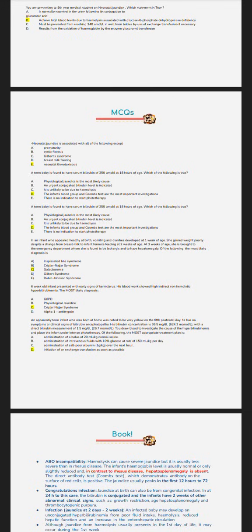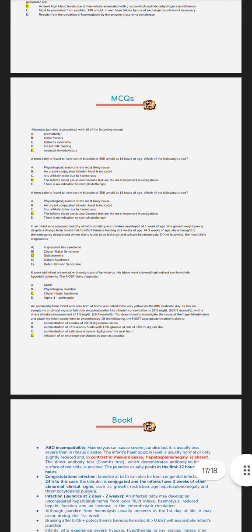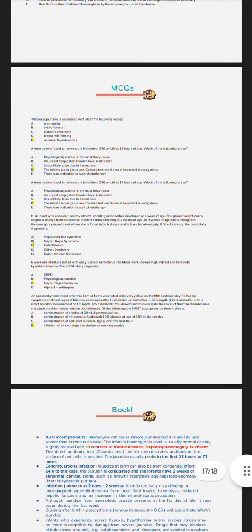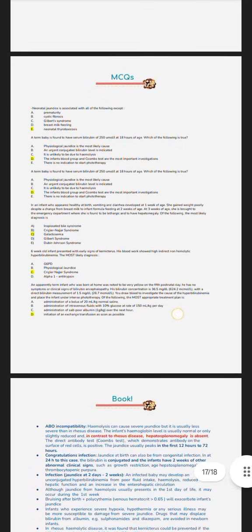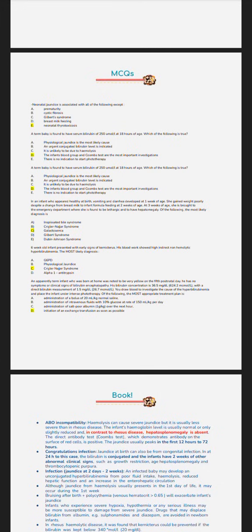An urgent conjugated bilirubin level is indicated. It is unlikely to be due to hemolysis. The infant's blood group and Coombs tests are the most important investigations. There is no indication to start phototherapy. A term baby is found to have a serum bilirubin of 250 at 18 hours of age. Which of the following is true?